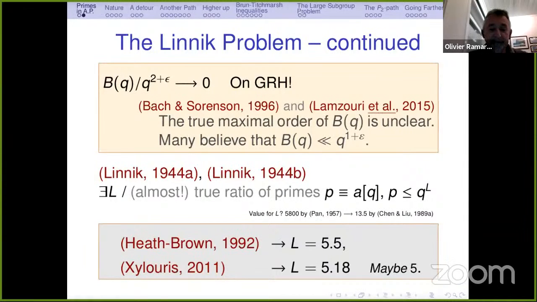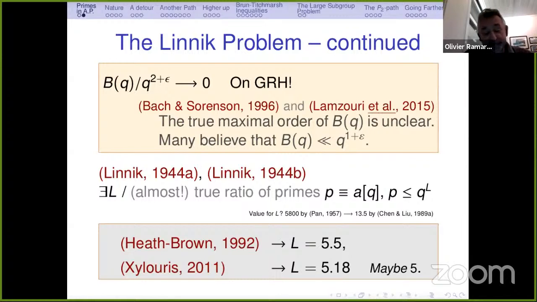Linnik in '44, '45 proved a wonderful theorem, that this B of Q is less than Q to the L. So for every Q, there is an L which is uniform. At the beginning, it was 10,000. So this L is uniform for all Q, so that there is a prime less than Q to the L. And you can choose this prime congruent to A mod Q once you choose A.